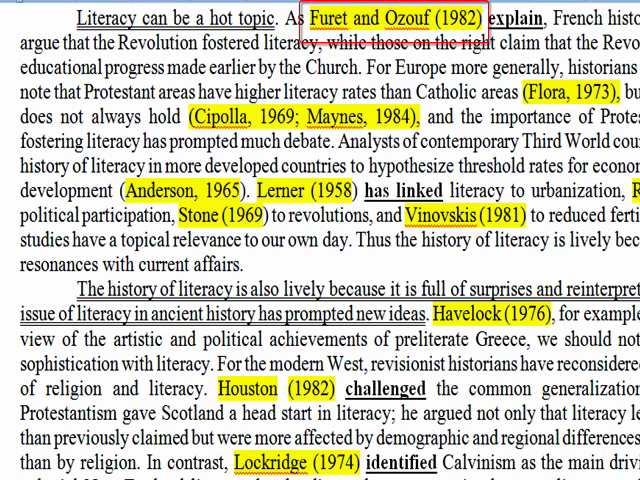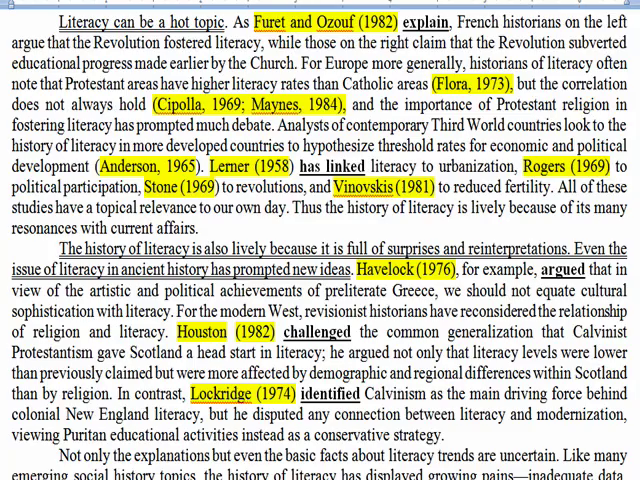This is what Frey and Ozoff have to say about it. This is what Flora had to say about it, Lerner, Rogers, etc. Year refers to the date of publication, so we can see how old these academic perspectives are. This article is about the history of literacy, so you'll expect to find old sources. If you are writing a paper about computer technology, you'll be expected to have the most current sources.